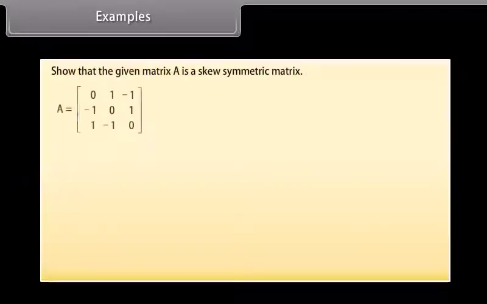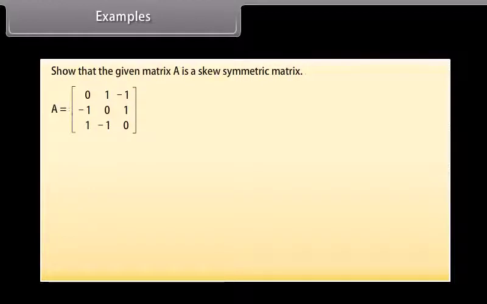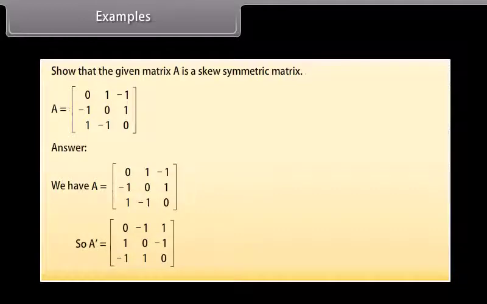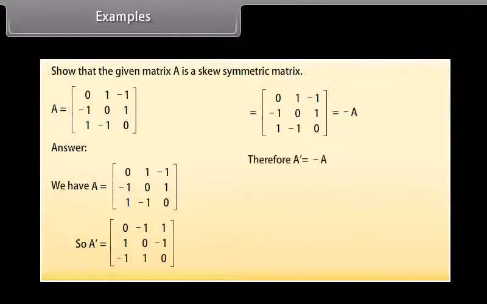Examples. Show that the given matrix A is a skew-symmetric matrix. We have given A, so A transpose is matrix row-wise, first row 0, minus 1, 1, second row 1, 0, minus 1, third row minus 1, 1, 0. We can see that this is equal to minus A. Therefore, A dash is equal to minus A. Hence, A is a skew-symmetric matrix.